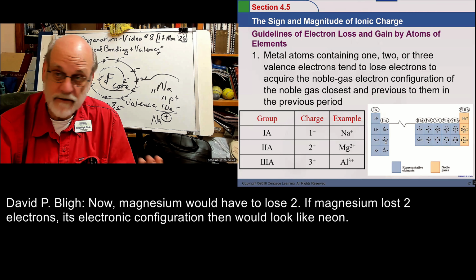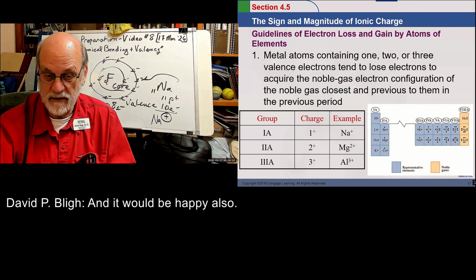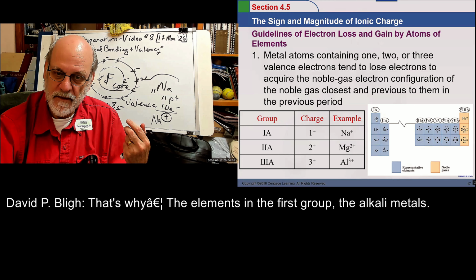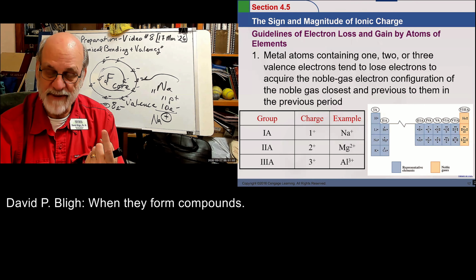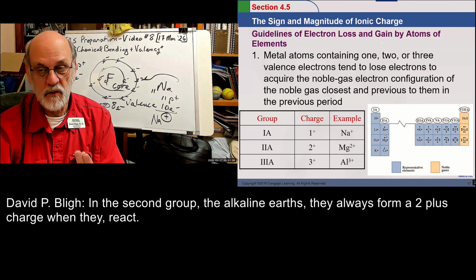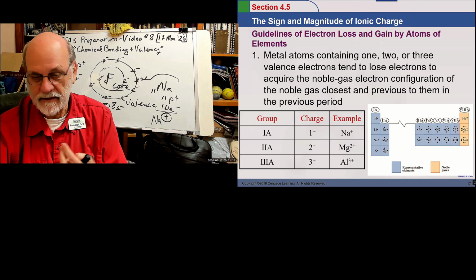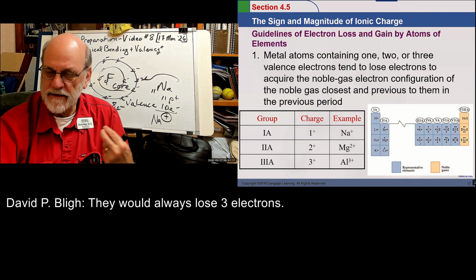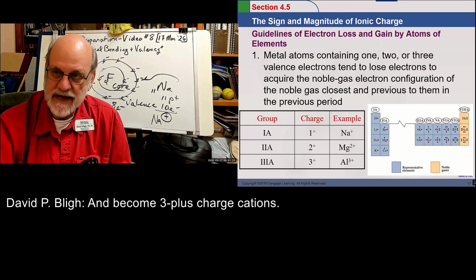Now, magnesium would have to lose 2. If magnesium lost 2 electrons, its electronic configuration then would look like neon, and it would be happy also. That's why the elements in the first group, the alkali metals, always produce a +1 charge when they form compounds. In the second group, the alkaline earths, they always form a 2+ charge when they react and form ionic compounds. Boron and aluminum would always lose 3 electrons and become 3+ charge cations.